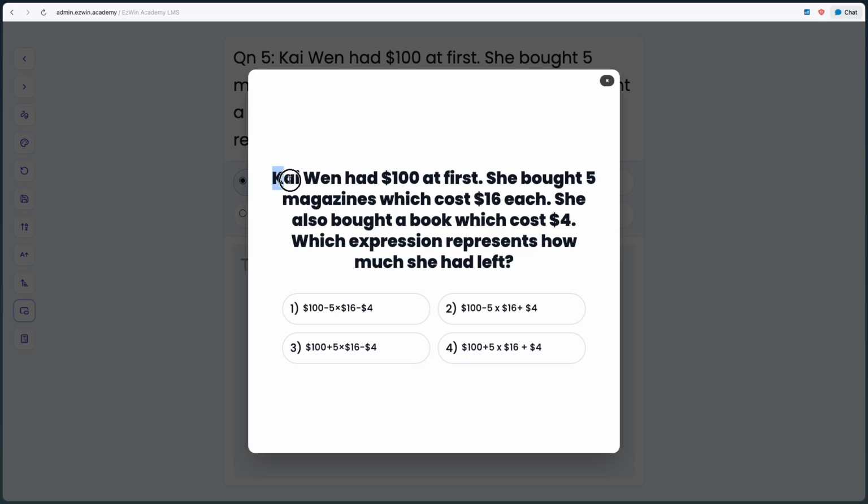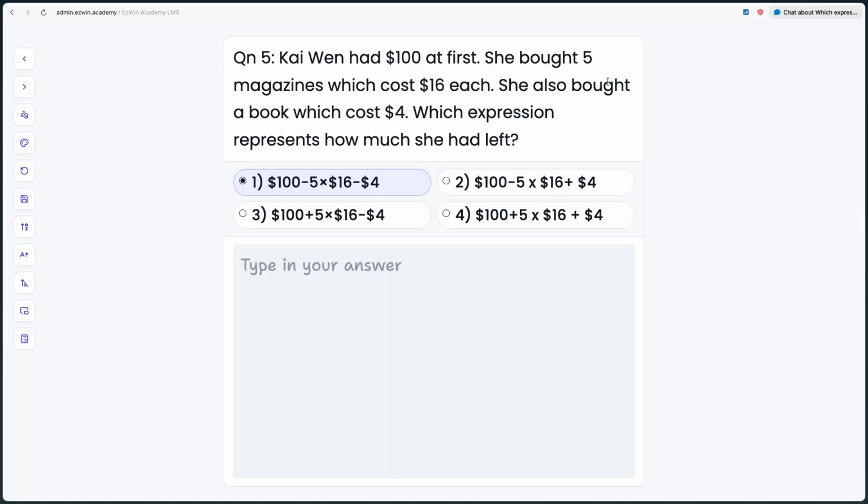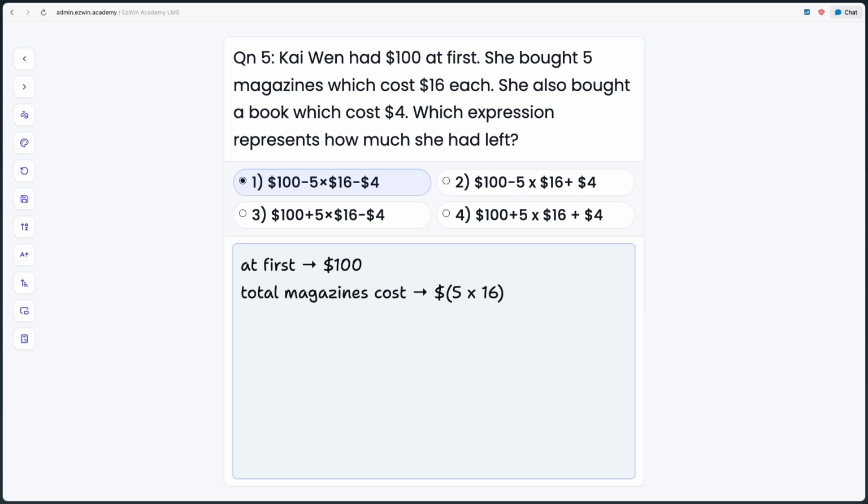Question number 5. Kaiwan had $100 at first. She bought 5 magazines which cost $16 each. She also bought a book which cost $4. Which expression represents how much she had left? So first, she had $100. Then for the total magazine cost, we put dollar bracket 5 times 16. And then lastly, we have a book as well, which is $4.